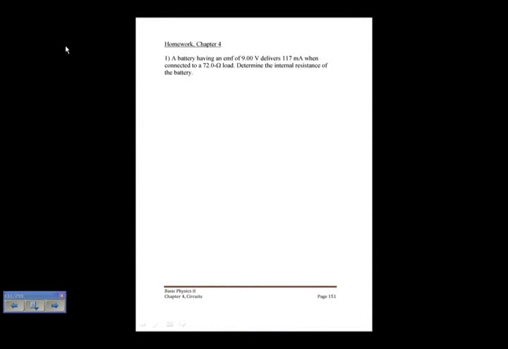Okay, this is homework for chapter 4. I have a battery with an EMF of 9 volts. Let's draw this picture. Here's my battery. It has an EMF equal to 9 volts. And then it has an internal resistance, which I'm going to call little r. So this is the picture of the battery. It is an ideal source of EMF plus the internal resistance. Every battery has an internal resistance.